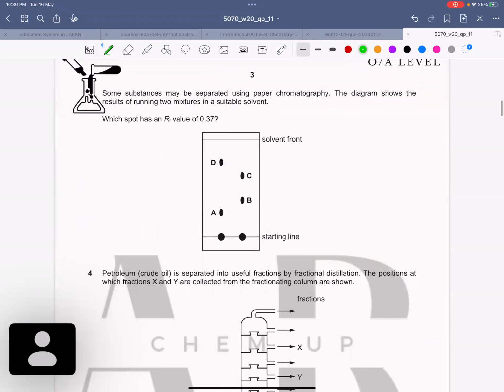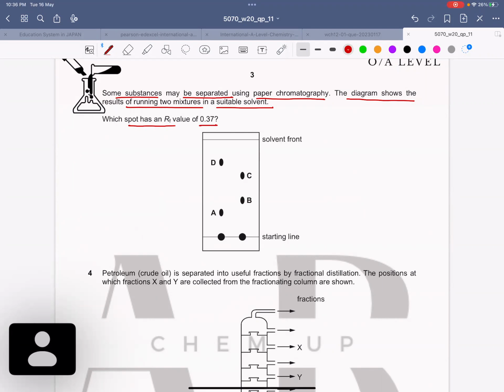Some substances may be separated using paper chromatography. The diagram shows the results of running two mixtures in a suitable solvent. Okay. So one mixture is giving me two components, A and D, and the other mixture is giving me two components, B and C. Which spot has an RF value of 0.37? Okay. So how would you do that?